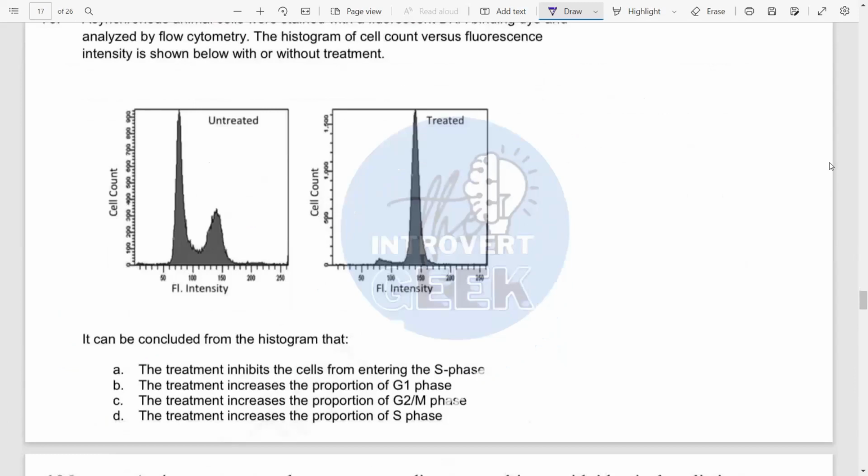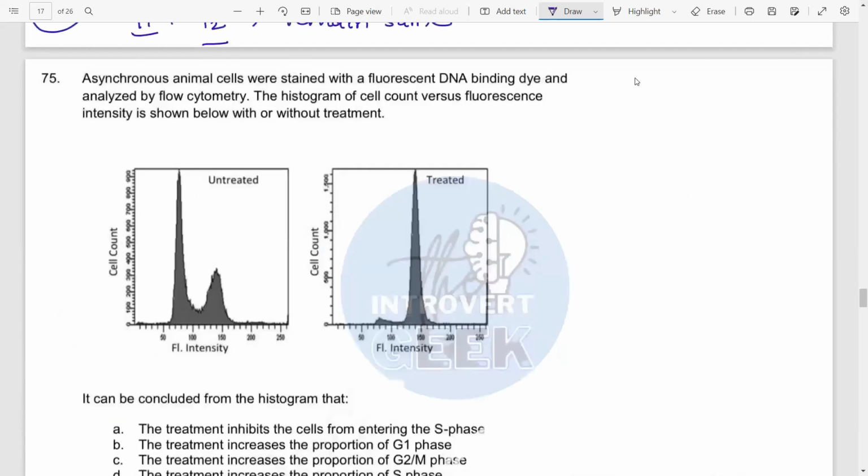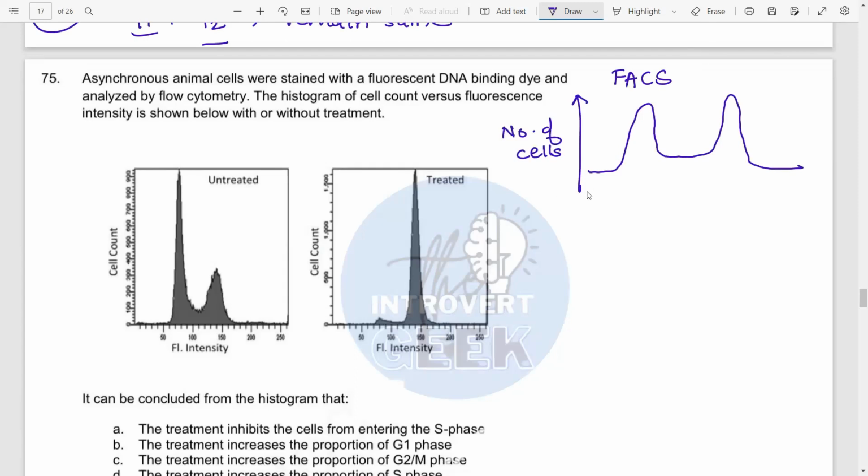Now, the next question is actually based on FACS, that is flow cytometry or fluorescence assisted cell sorting. These kinds of questions are also very, very commonly asked. Now, what is it that you are seeing in the graph? Once you understand that, it will be very easy to understand. So for a typical cell, you will find a FACS like this, where on the y-axis it is the number of cells and on the x-axis it's the DNA content.